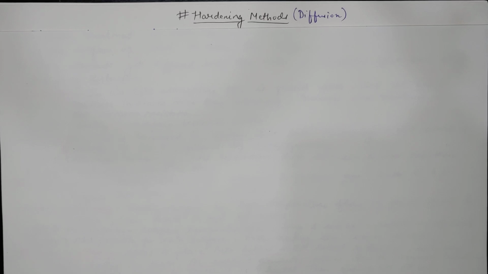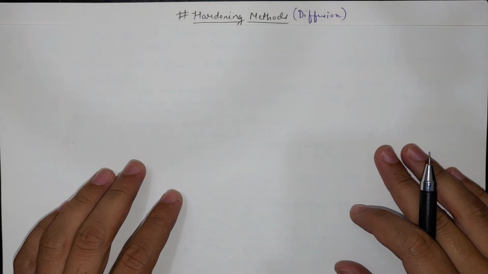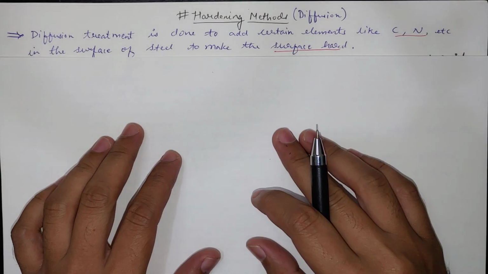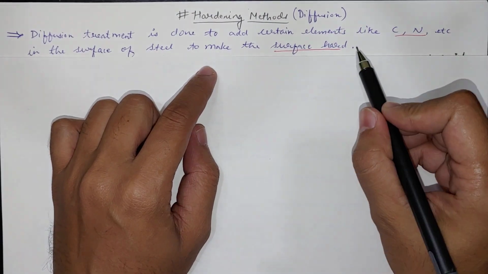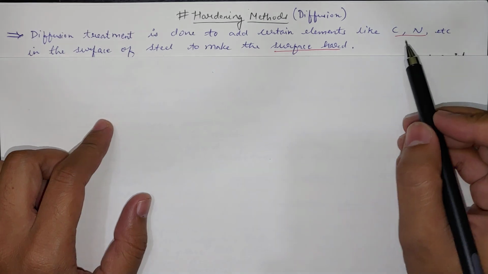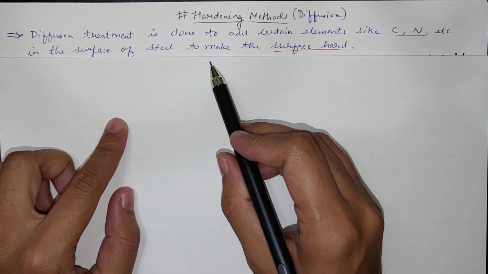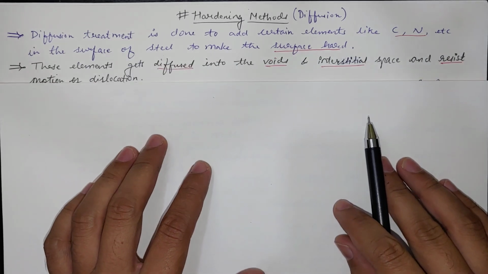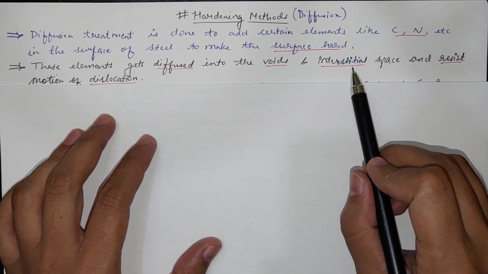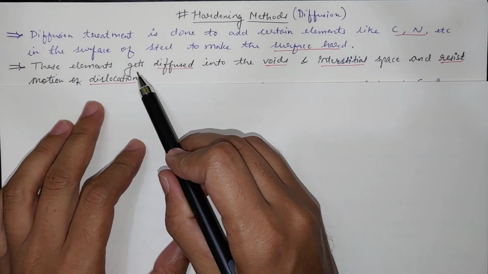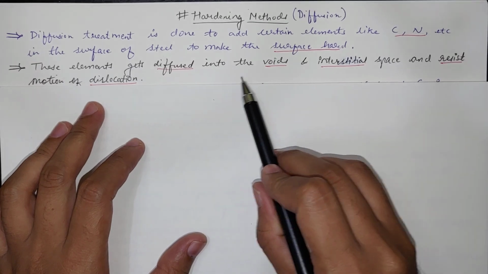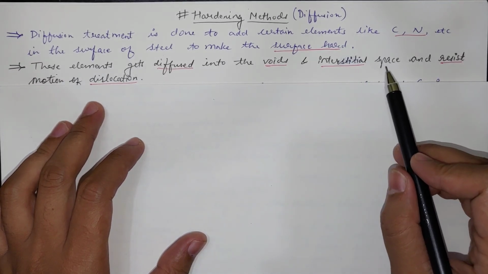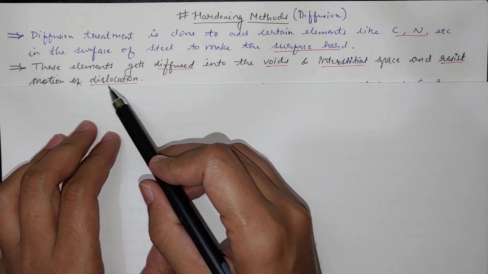Welcome to this video. In this video we will see hardening methods, which is also called diffusion treatment. Diffusion treatment is done to add certain elements like carbon and nitrogen in the surface of steel to make the surface hard. Carbon and nitrogen take the place of voids and interstitial space. These elements get diffused in the voids and interstitial space and resist the motion of dislocation.